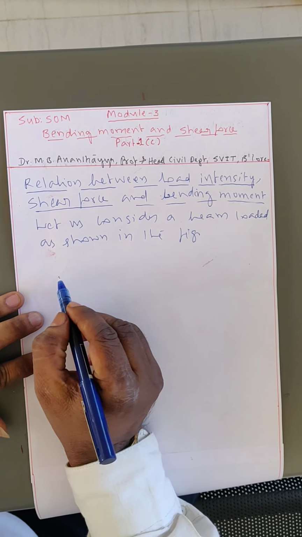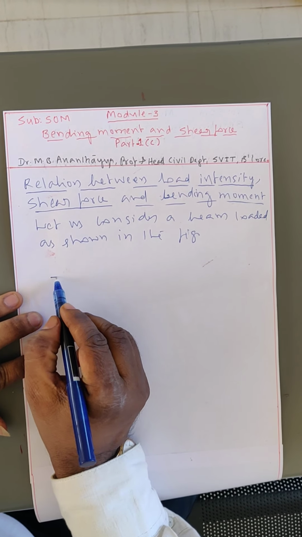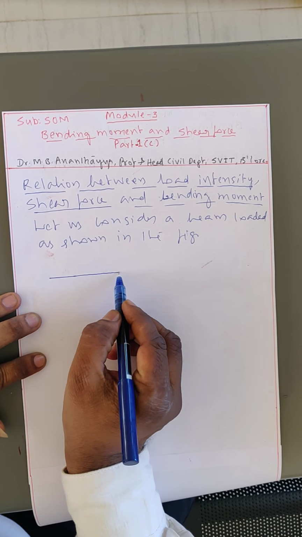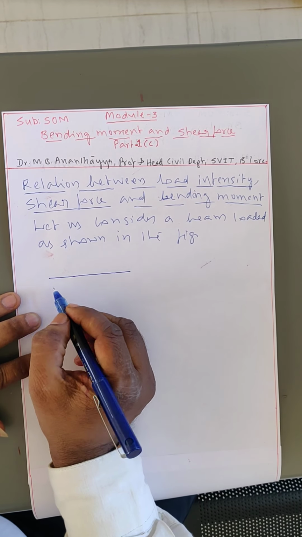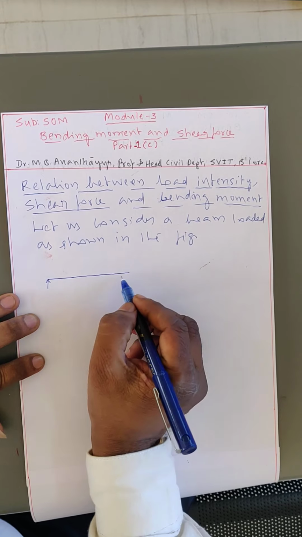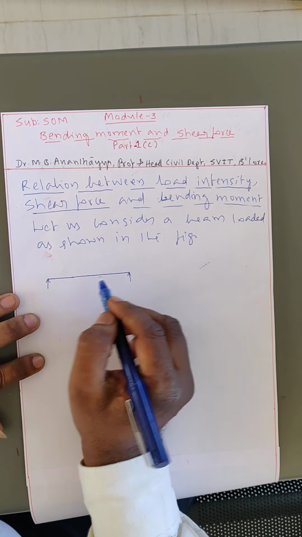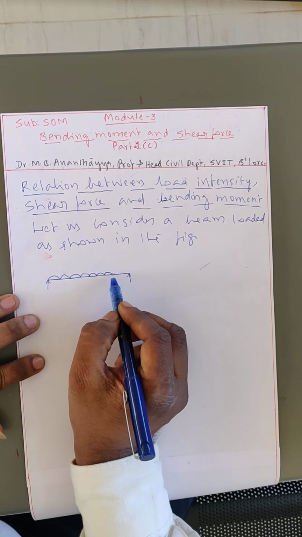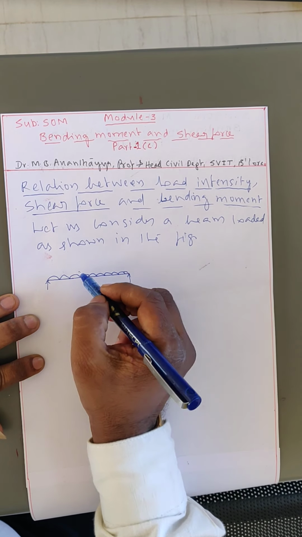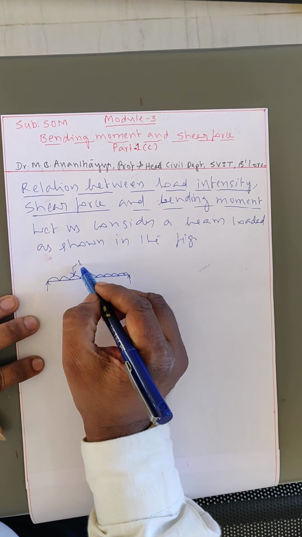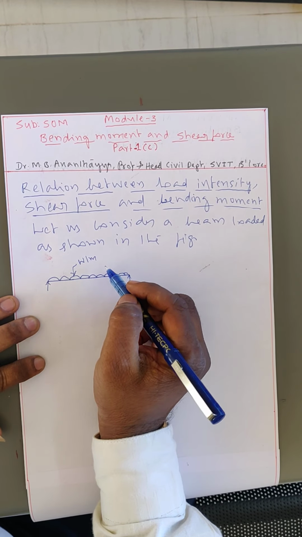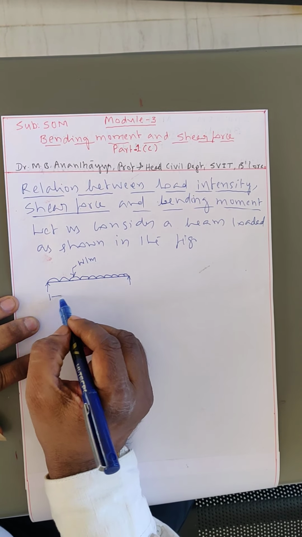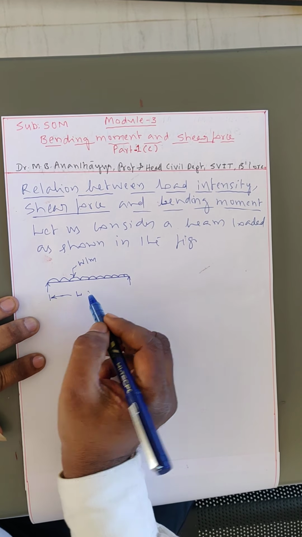Now first we will draw a sketch of the beam. This is the beam. Here both ends are simply supported and it is acted upon by a uniformly distributed load of W per meter length. The span of the beam is L.